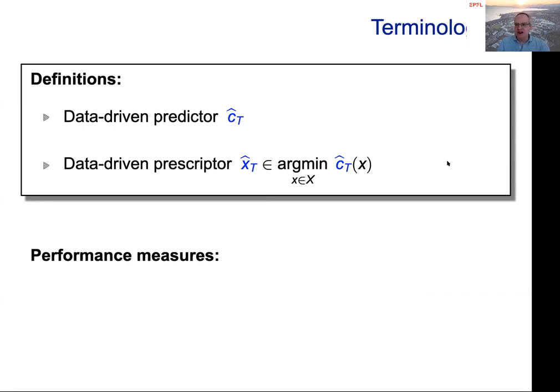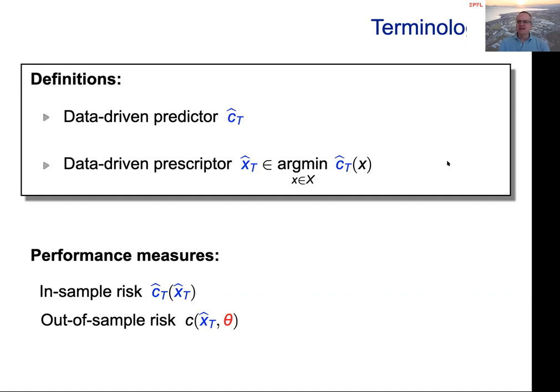Our aim is to construct data-driven predictors and prescriptors now in some sense in an optimal way. To compare different predictors and prescriptors, I would like to use the following performance measures. The first one is the in-sample risk, which is defined as the optimal value of the surrogate optimization problem. That is, it's just the objective function evaluated at the minimizer. And this is a function of the training samples alone and therefore accessible to the decision maker.